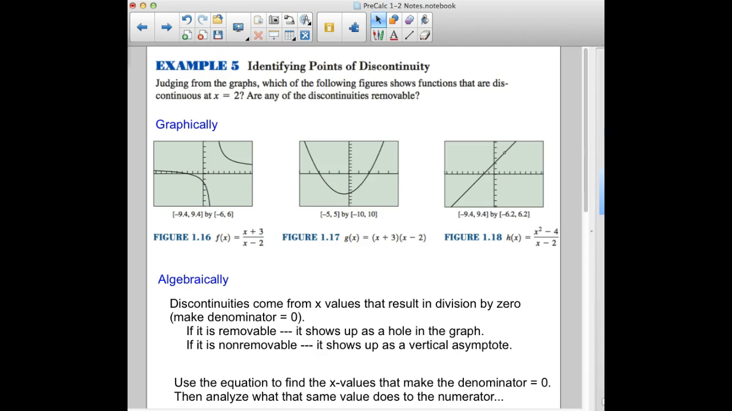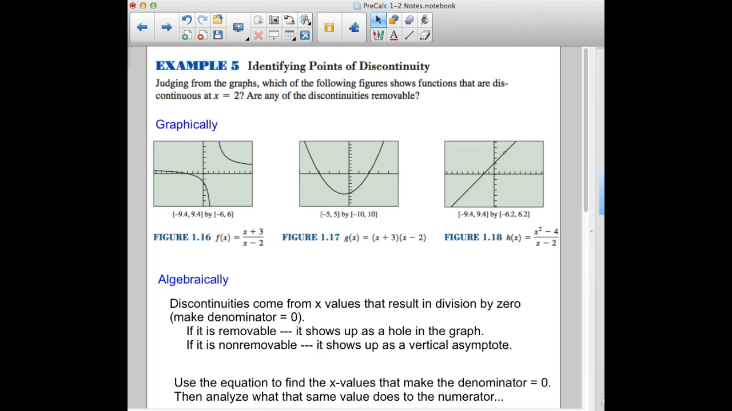So, a couple examples. The first ones we're going to look at involve graphs. The second set we'll look at involve just an equation. It says, judging from the graphs, which of the following figures shows functions that are discontinuous at x being 2? And then are the discontinuities removable or not?